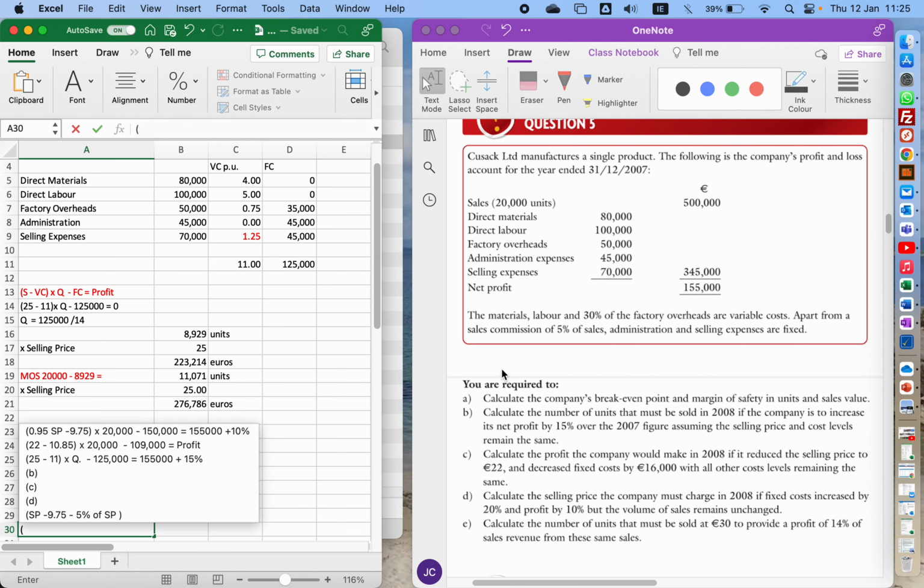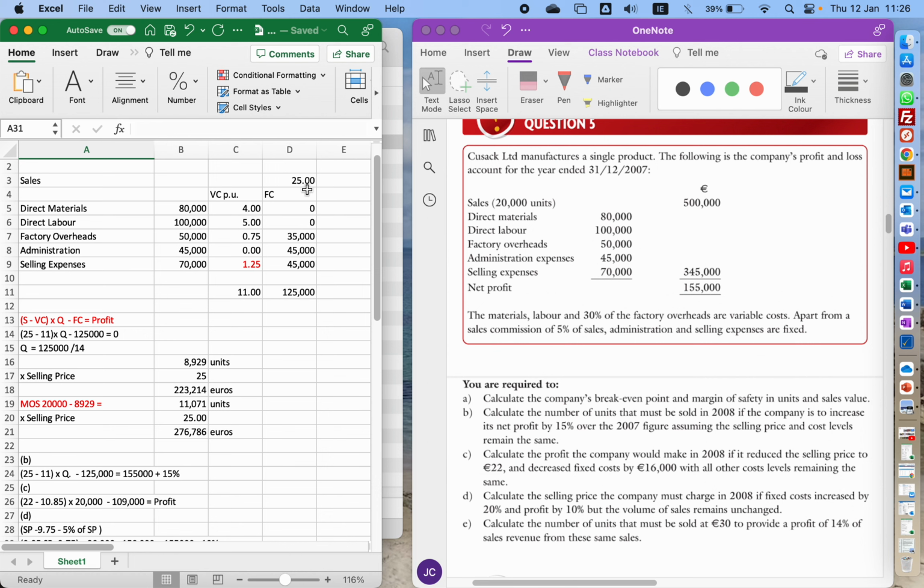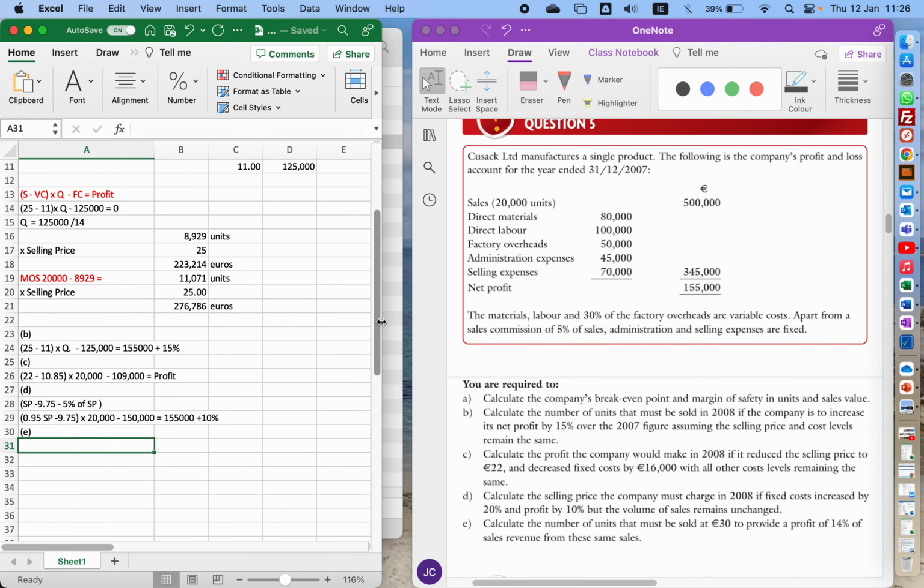So moving on to E. Calculate the number of units we sold at 30 to provide profit of 14% of the sales revenue. If I go back up to this, the sales price will be 30, which means 5% of 30 is 1.50. So that's 0.25 more than this. So your variable cost is going to be 11.25. 5% of 25 is 1.25. 5% of 30 is 1.50. So I'm going to add 0.25, the difference between the two of them, onto my variable cost.